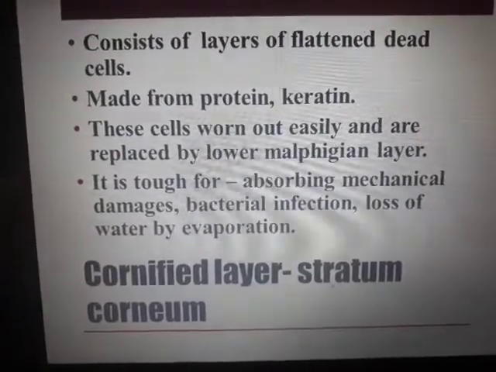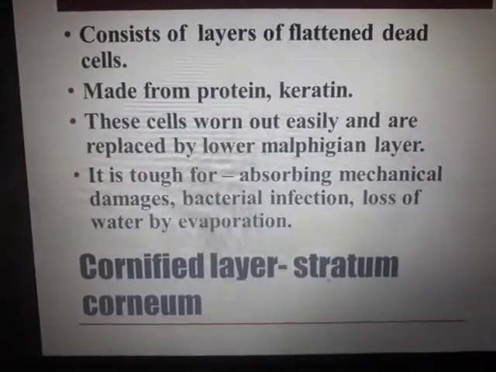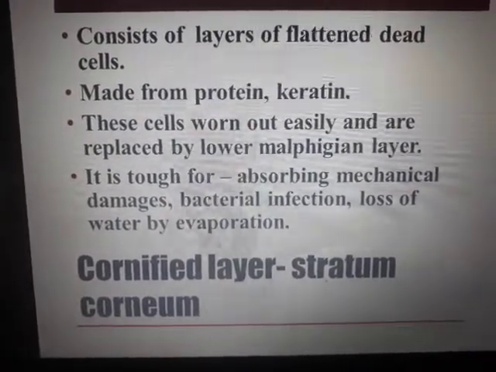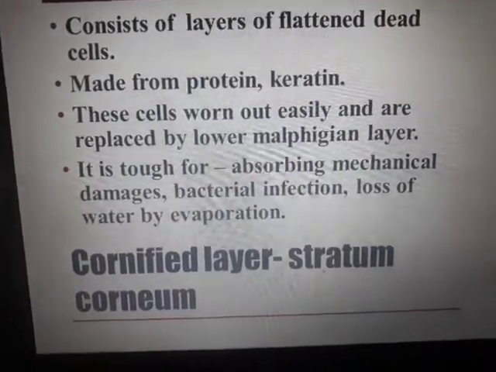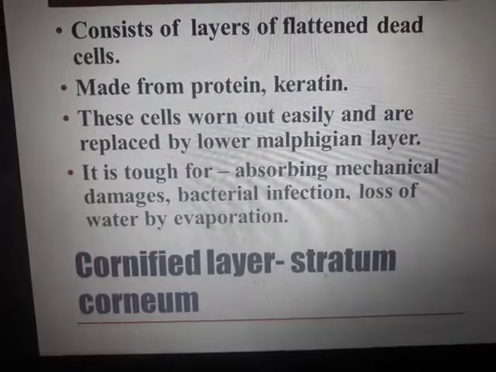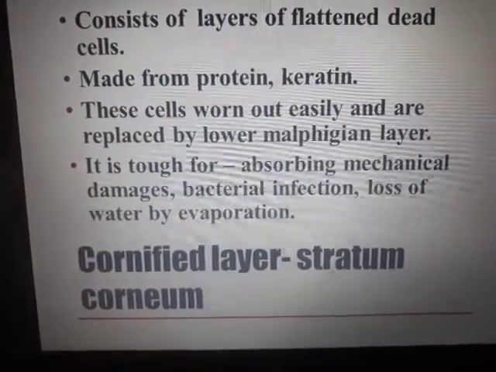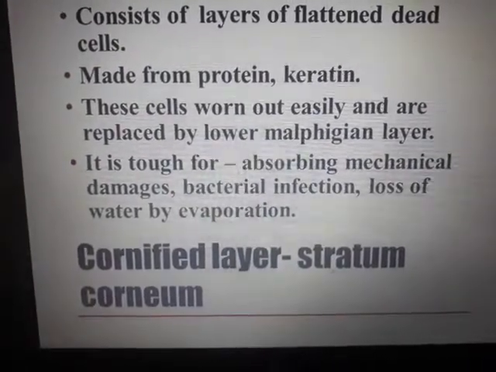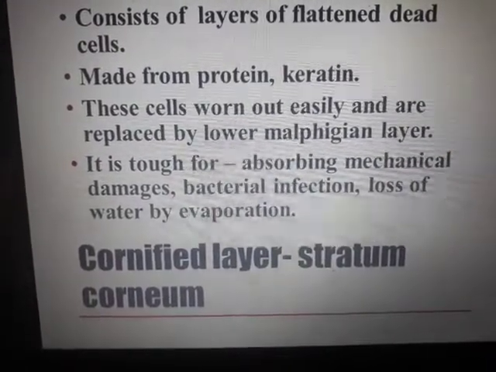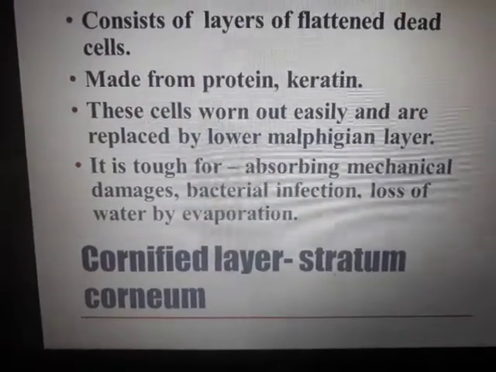Cornified layer, that is also called the stratum corneum. It consists of layers of flattened dead cells. It is made up of protein, that is the keratin. These cells wear out easily and are replaced by the lower Malpighian layer. Okay, it is tough for absorbing. It is tough. Why? Because it has to carry out things like absorbing mechanical damage, bacterial infection, and loss of water by evaporation. So that is why it is tough.